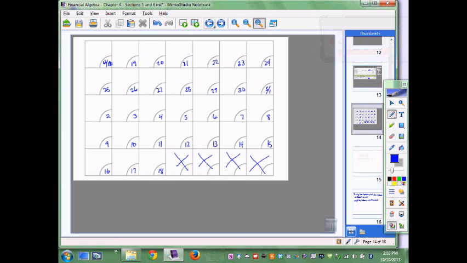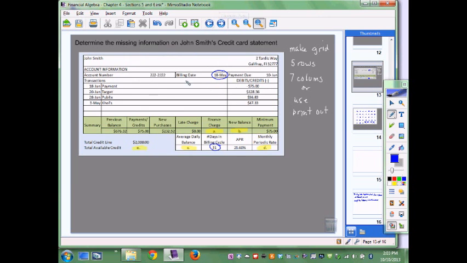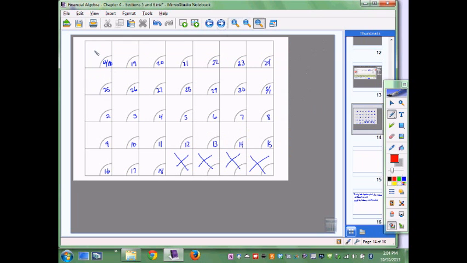To May 18th is what ended up happening. So once we've done that, we come in and we look at the payments. So she had a payment on April 18th, a payment of $75. So I'm going to go on the 18th of April and I'm going to write minus $75.